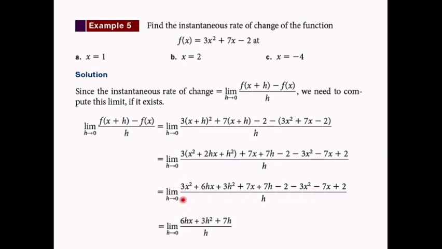I have 3x squared with a minus 3x squared. I have a negative 7x and a positive 7x. What else? I have a minus 2 and a plus 2. What we have left is 6hx plus 3h squared plus 7h all over h. We can't take the limit yet as h approaches 0 because that would leave us with a 0 in the denominator. We still have to do some algebraic manipulations to get that h out of there.